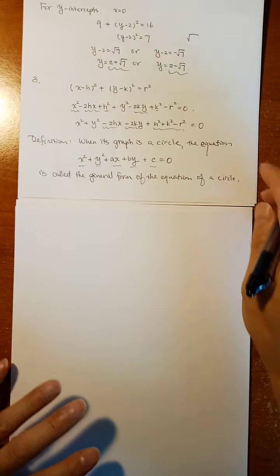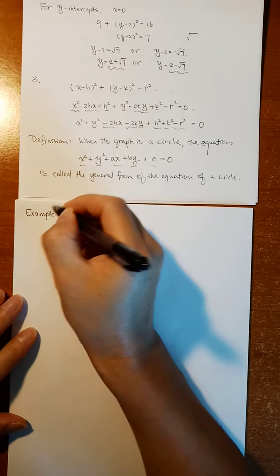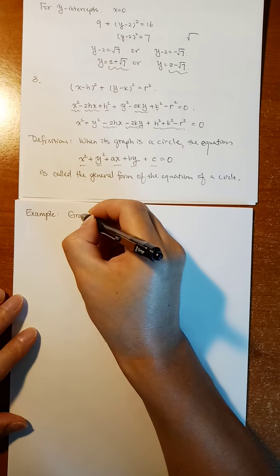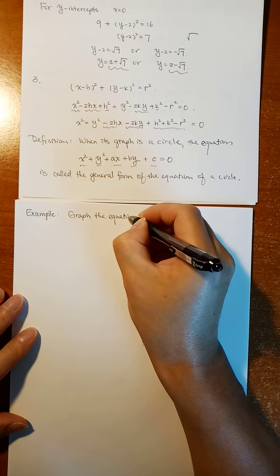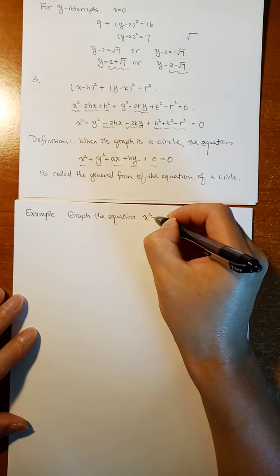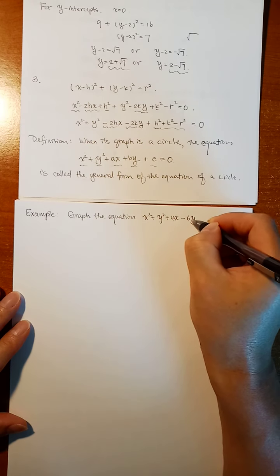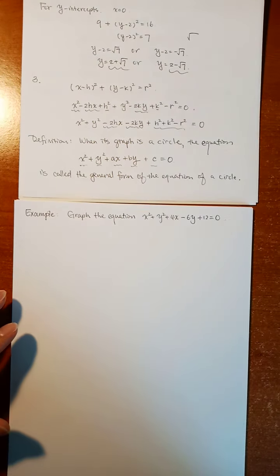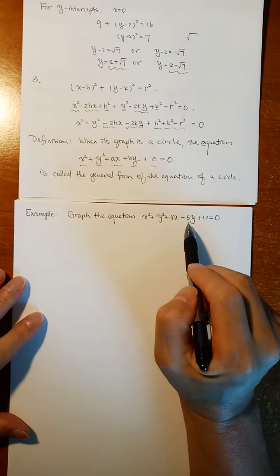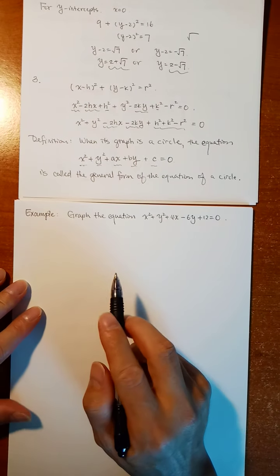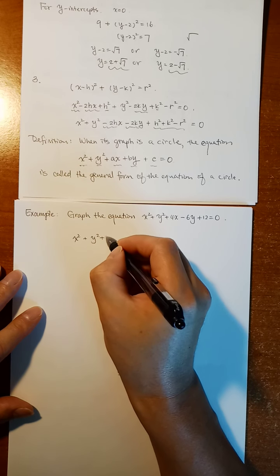Okay, now let's see the example, see how we do the problem with general form. Graph the equation x squared plus y squared plus 4x minus 6y plus 12 is equal to 0. Okay, we're trying to graph it. Well, you see, this is a general form. We want to know if it really represents a circle or not. This process is a complete the square process.